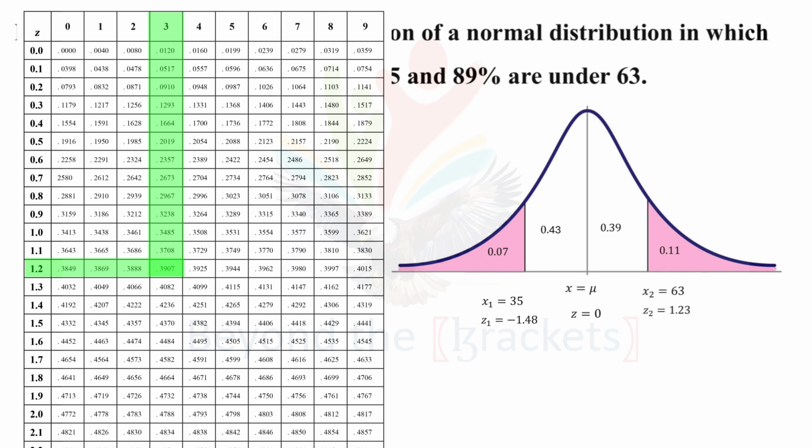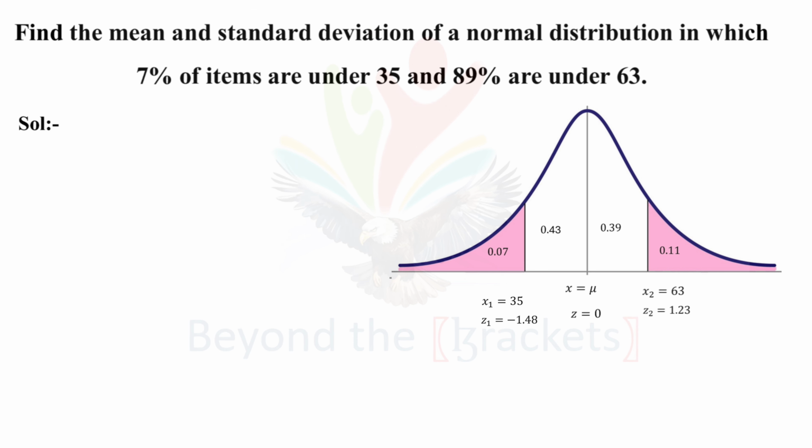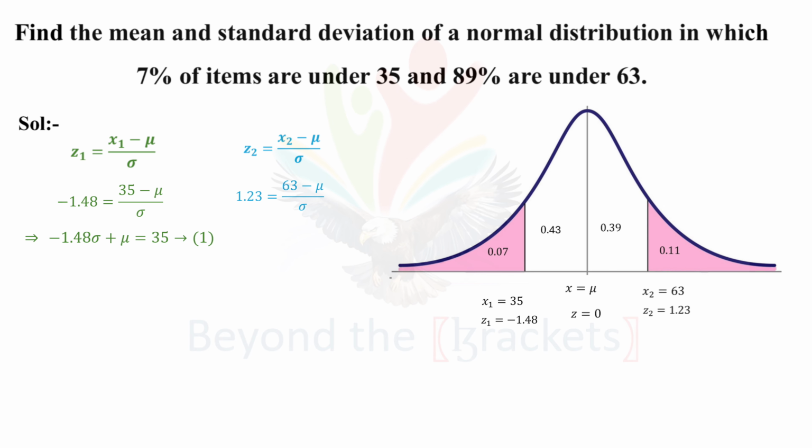Corresponding to x1, we have z1 is equal to (x1 minus mu) by sigma. Substituting the values, we get minus 1.48 sigma plus mu is equal to 35. Similarly, corresponding to x2, we have z2 is equal to (x2 minus mu) by sigma. Substituting the values, we get 1.23 sigma plus mu is equal to 63. Solving both the equations, we get mu is equal to 50.3 and sigma is equal to 10.3.